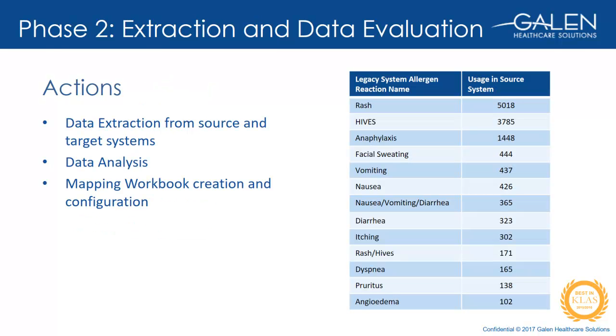So now we'll move over to phase 2 of the migrations, extraction and data evaluation. In this phase, the technical analyst extracts the data in scope from the legacy and target systems so that every item can be mapped to an equivalent. The technical analyst creates mapping workbooks for each data element extracted. The extracted data will be analyzed and specific questions of scope or scoping details will be addressed. The technical analyst will use the mapping workbooks to configure the import files for the target system.